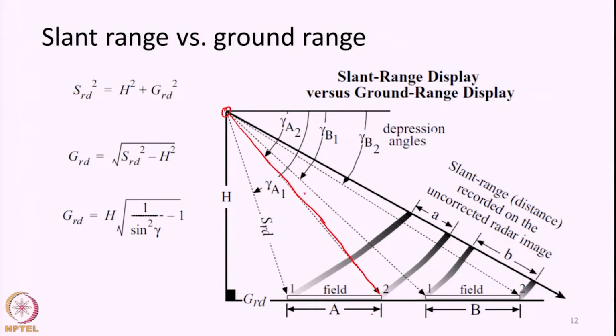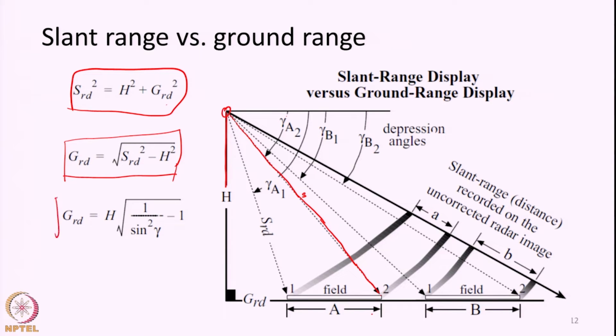In order to convert the slant range distance to ground range distance, if we know this flying height, it is always easy to convert using simple trigonometry. Using the basic Pythagoras theorem, we can write slant range square is equal to ground range distance square plus the height of the platform square. Rearranging this, we can calculate the ground range distance. It is very simple trigonometric principles. Also using this depression angle or the look angle, we can estimate the ground range distance. These equations assume the terrain is flat and horizontal.